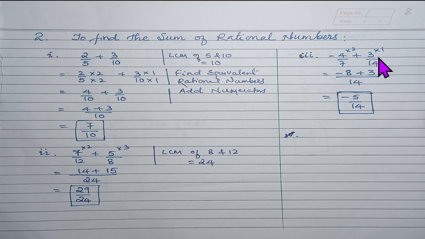Now take minus 4 by 7 and 3 by 14. You find the LCM of 7 and 14 is 14. So 7 twos are 14, minus 4 twos are minus 8. Then 14 ones are 14, 3 ones are 3. Minus 8 plus 3, you get minus 5 by 14. So that is how we add rational numbers, and we find that the sum of rational numbers is again a rational number.